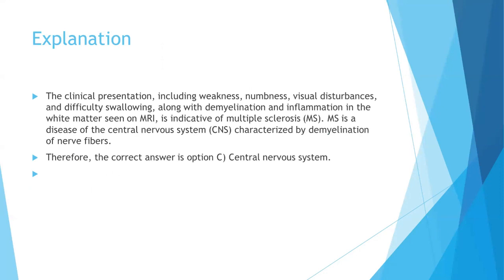So the clinical presentation, including weakness, numbness, visual disturbances, and difficulty swallowing, along with demyelination and inflammation in the white matter seen on MRI, is indicative of multiple sclerosis. MS is a disease of the central nervous system characterized by demyelination of nerve fibers. Therefore, the correct answer is option C, central nervous system.